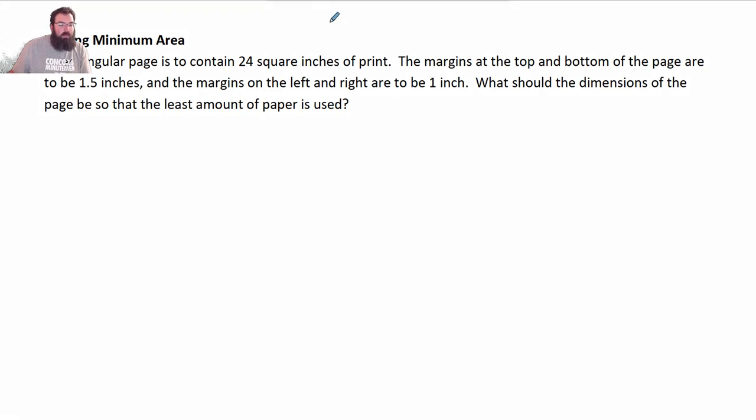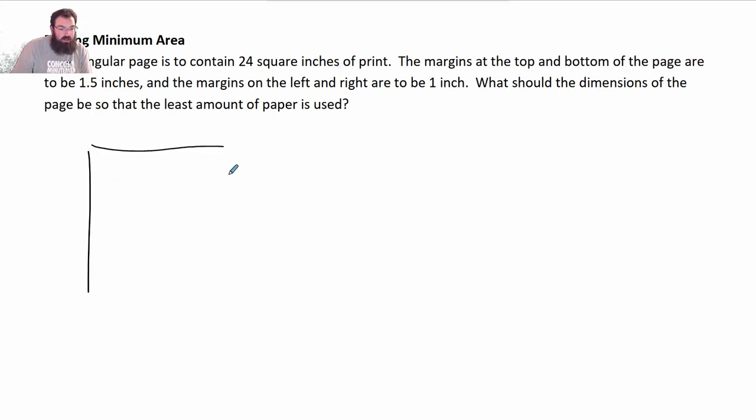All right, finding minimum area. In A, B, we didn't like this kind of question because we always got confused. We weren't sure as to how we were doing it. So, a rectangular page is to contain 24 square inches of print.